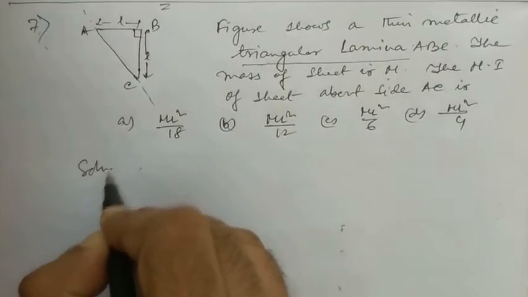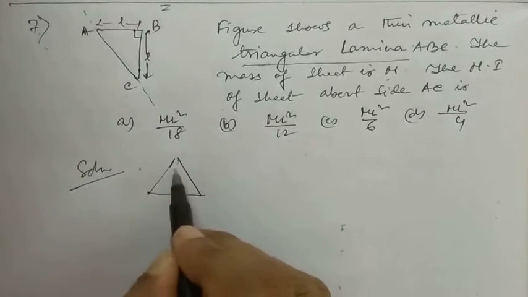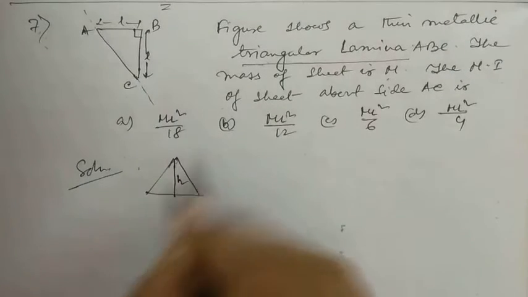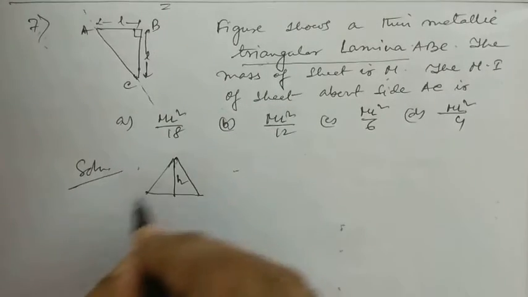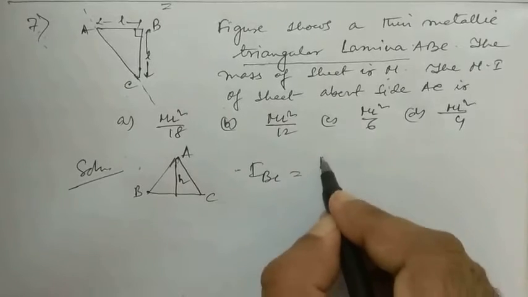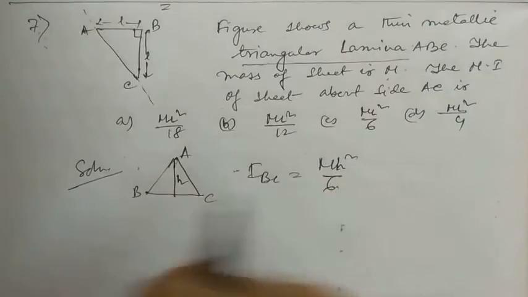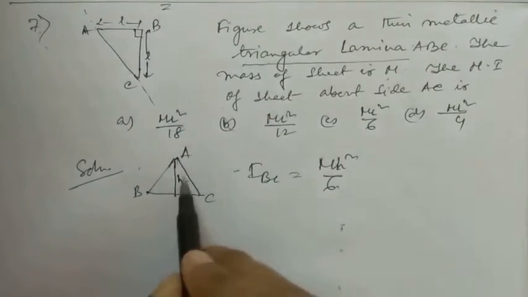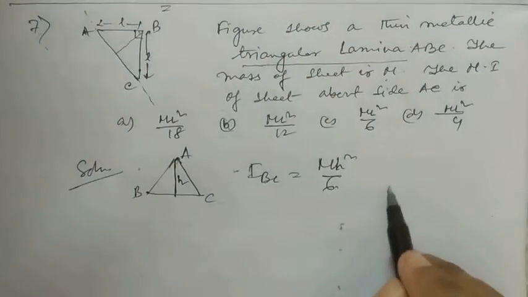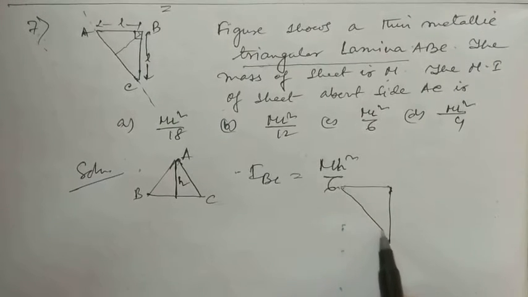For the solution, we have already learned that the moment of inertia of a triangular sheet, when the height of the triangular sheet is h, about the base BC, so I_BC is equal to mh square by 6. This was the formula. So simple thing, we have to apply the formula here. Now for this height h, here the height will be like this. So first we have to calculate the height of the lamina.